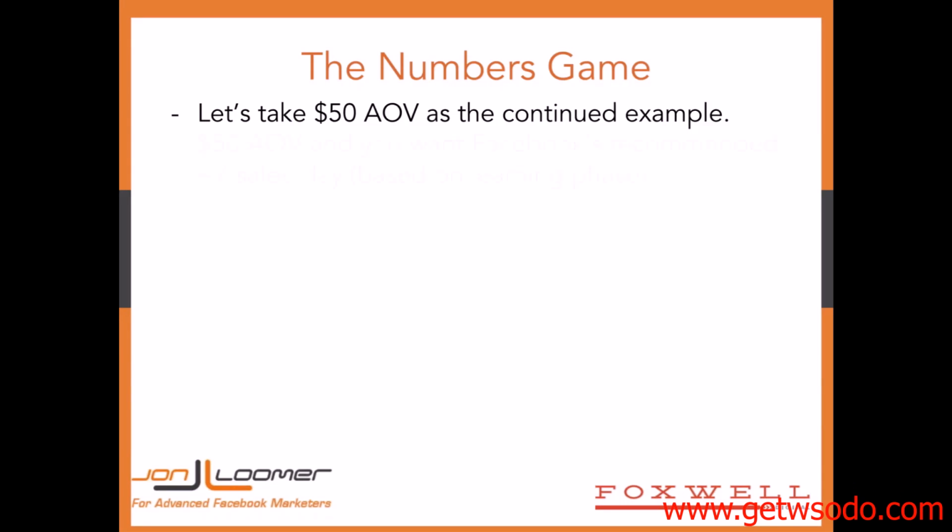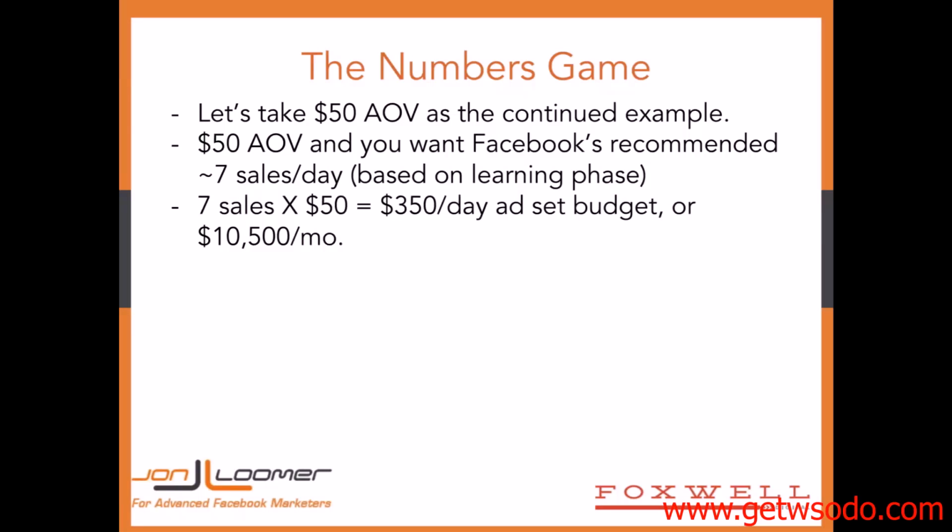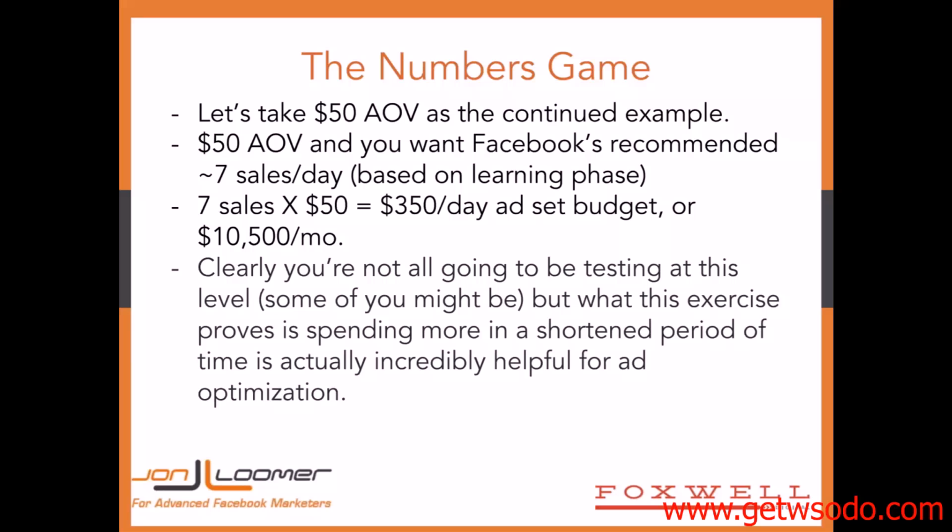So let's take that $50 average order value as the continued example. $50 average order value, and you want Facebook's recommended 7 sales a day based on the learning phase. It's roughly 7 sales a day. It'd be 7 sales times $50, and there's $350 a day. And then you're looking at $10,500 a month. So, right, you're not going to be testing at this level.